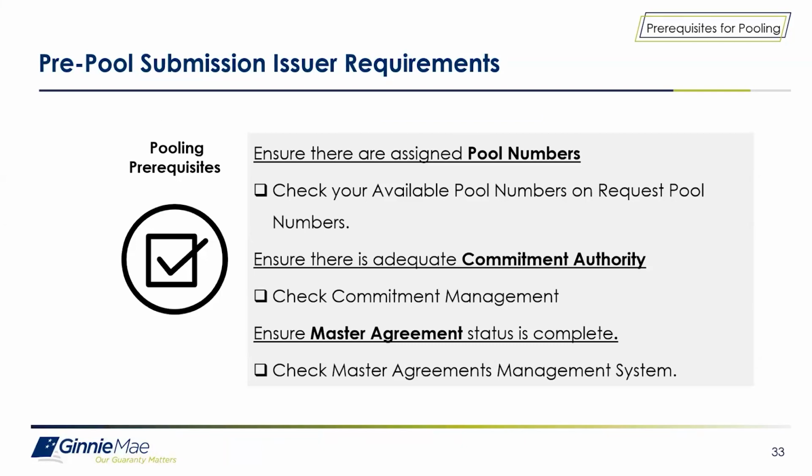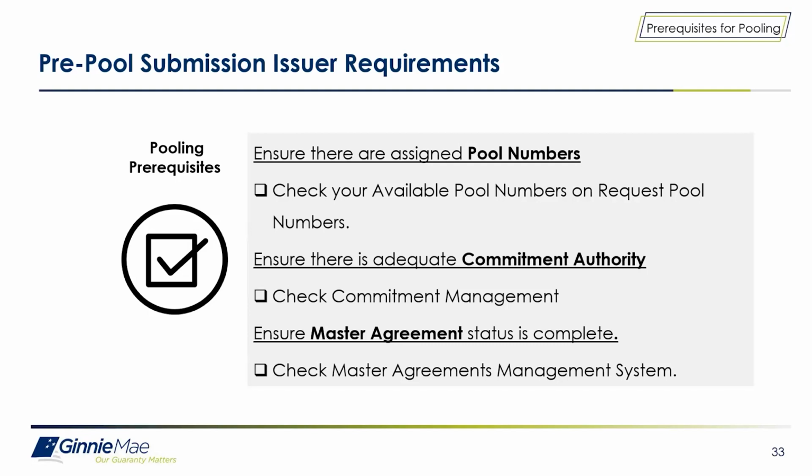Okay. Prerequisite submission issue requirement. Some of these things we went through again, just want to do a checklist before we move on. Pooling requisite: ensure there are assigned pool numbers. Check your available pool numbers on request pool numbers. That's very important because the way the system is set up, if you put in the wrong pool number, it's going to get caught on the back end, and we have to get in touch with you, saying the pool number does not belong to you, and you'll have to send that pool over again.